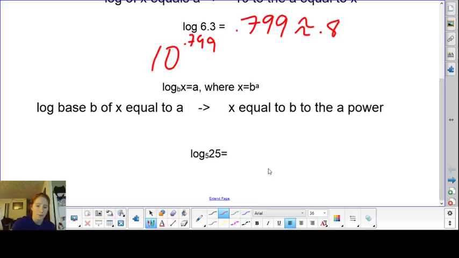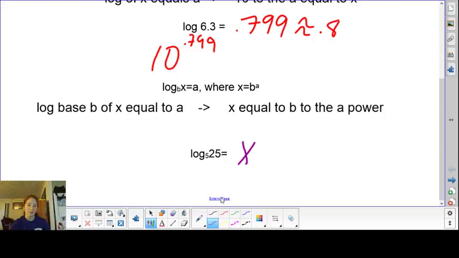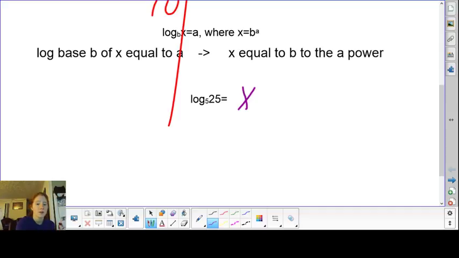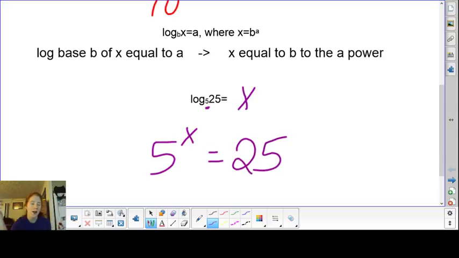So for the next example, we're looking for what that could be. So my base is 5, because the 5 is the little subscript. 5 to the x power is equal to the big 25. Well, what power does that have to be? What does x have to be? In this case, x is 2.